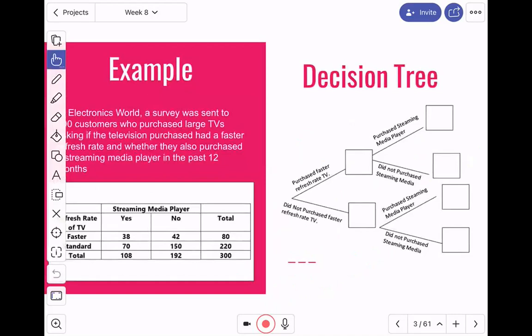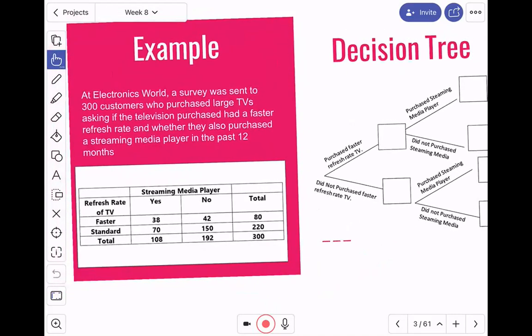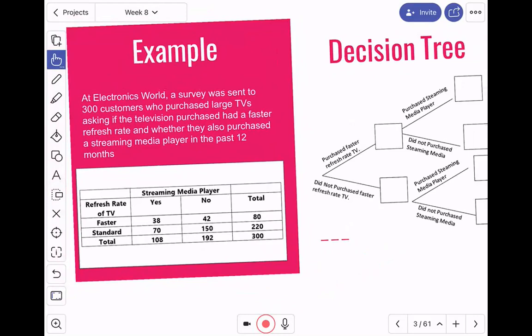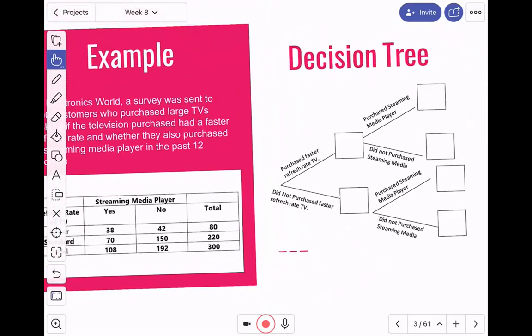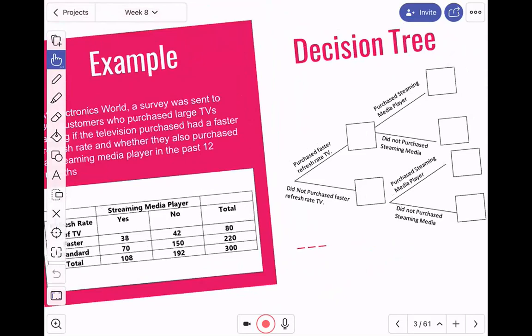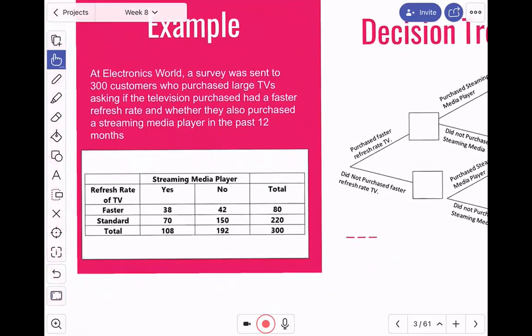So here's an example. Same one we've been talking about. We're going to look at this from a couple viewpoints. We've looked at things through tables so far. We're going to build trees now too, a decision tree. So Electronics World, same survey: people bought a TV where the refresh rate was either faster or standard, and either they bought a streaming media player with that TV or not. It was either yes or no.